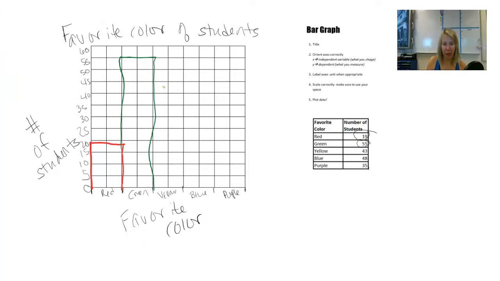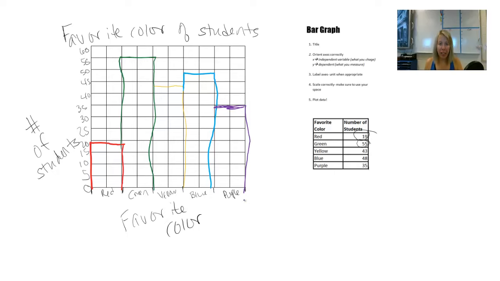I have 43, so not quite 45. It's probably about halfway or so in between, like so. And you could put a line down the left side. It's just hard for me to draw in here, so I'm kind of skipping that part. Blue, we have 48, so higher than 45, but less than 50. There we go. Ooh, that was a bad line. And lastly, we have purple. So how many students like purple? I have 35. That should be right up on that line.